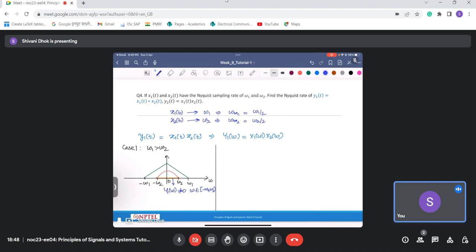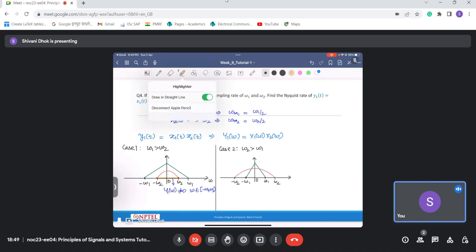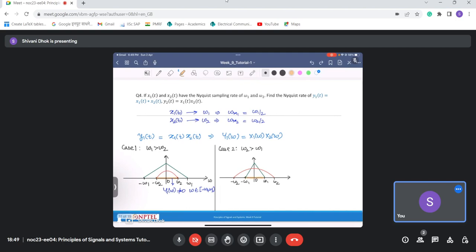Okay. Similarly, if I have case 2, where omega 2 is greater than omega 1, we'll get exactly the opposite thing. So let's say this is 0, this is omega 1, this is omega 2, this is minus omega 1, this is minus omega 2, and what we have is something like this. This is X1(omega), and this is X2(omega). And now again, this is the region where Y1(omega) is not equal to 0, for omega belonging to minus omega 1 to omega 1.